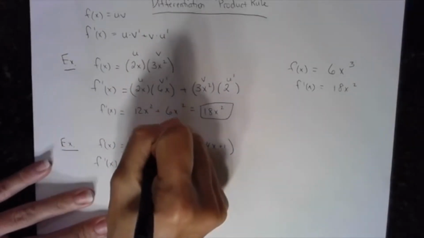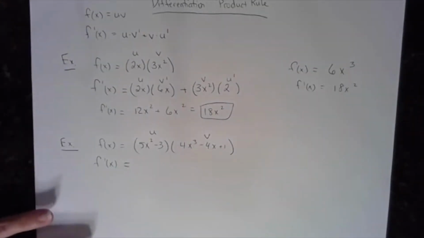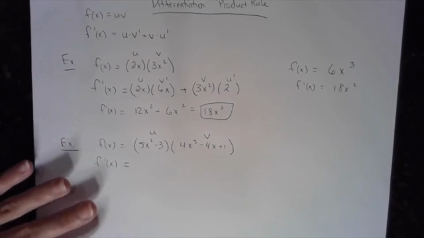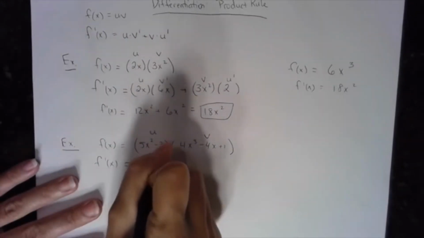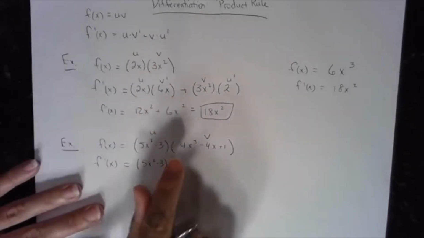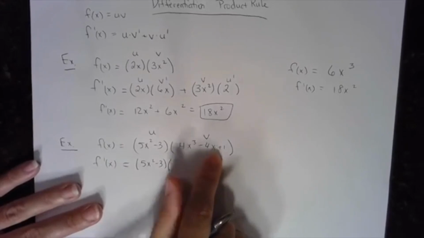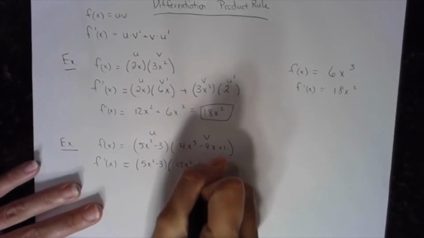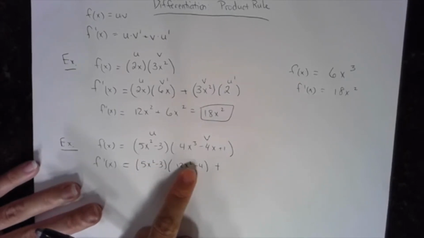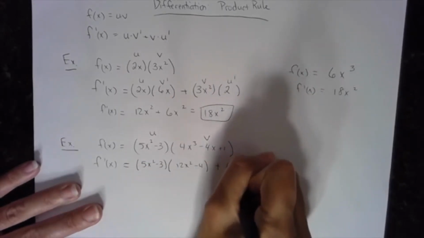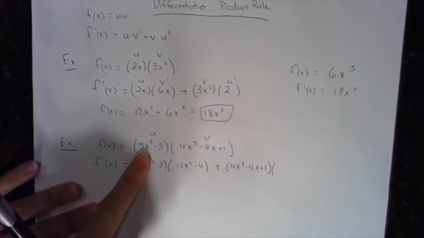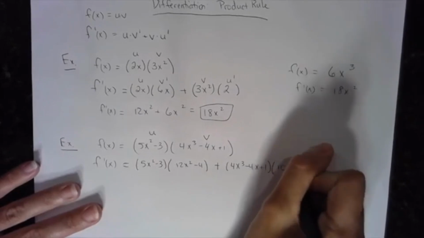So in this case, this would be my u and this would be my v. So again, we say it out loud. F prime of x is equal to the first, copy it down, times the derivative of the second. And the derivative of this is equal to 12x squared minus 4, plus the first times the derivative of the second plus the second, which is 4x to the third minus 4x plus 1, times the derivative of the first, which is just 10x.